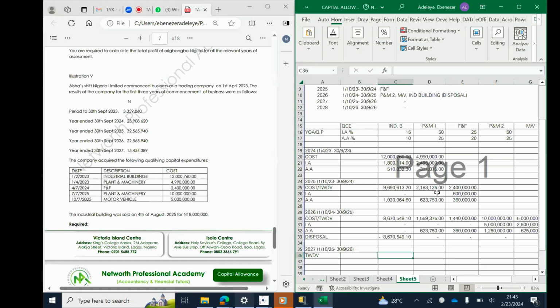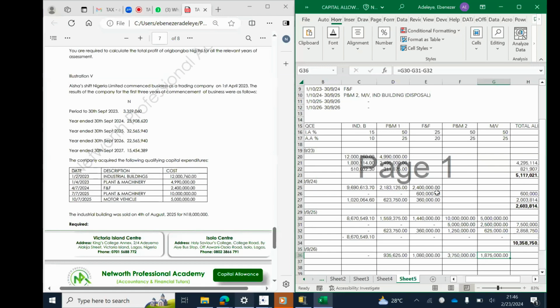So for this one now, we do not have any tax written down value anymore. For this, we have this minus this. For this, it will be the same thing. Then for this, we have this minus this minus this. Then for this, it will be the same thing. Exactly.